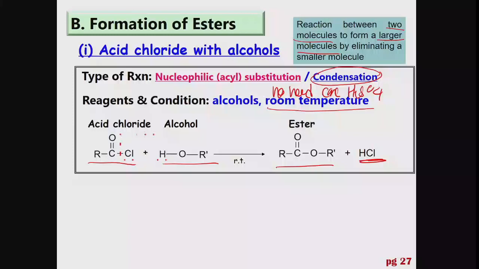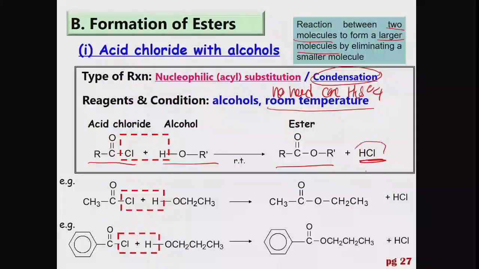And to form HCl, your acid chloride will contribute the Cl, and the alcohol will contribute the H to give you the HCl here. So these are two other examples for the formation of ester using acid chloride and alcohol.